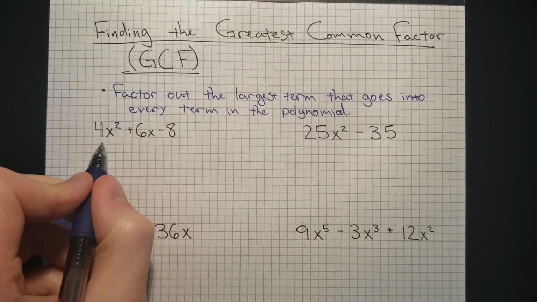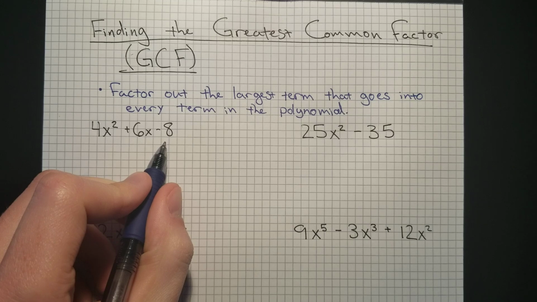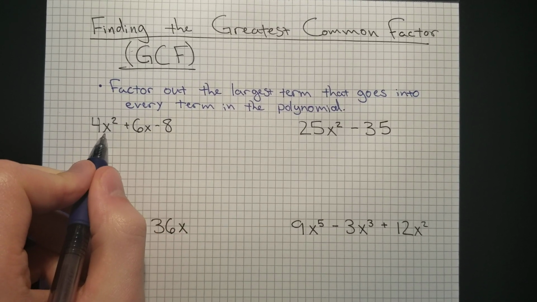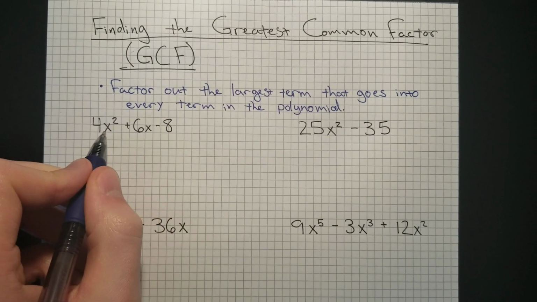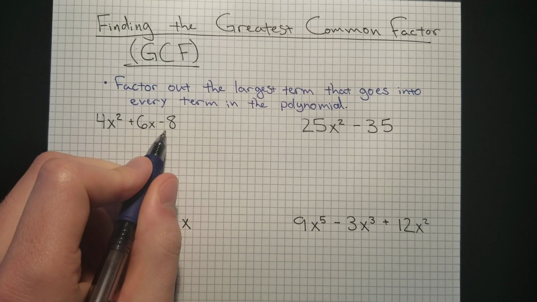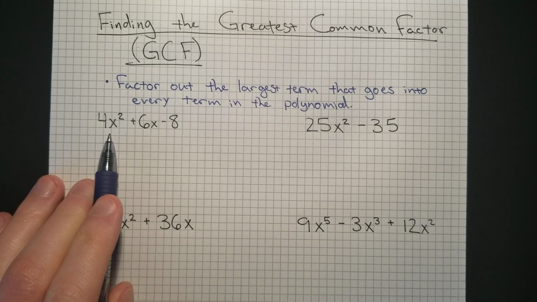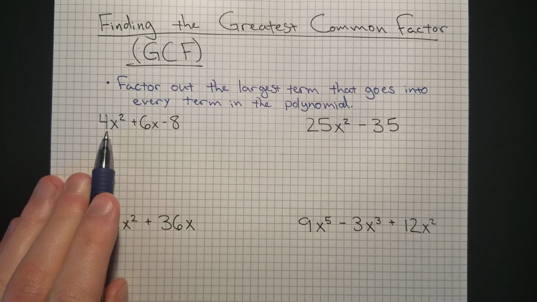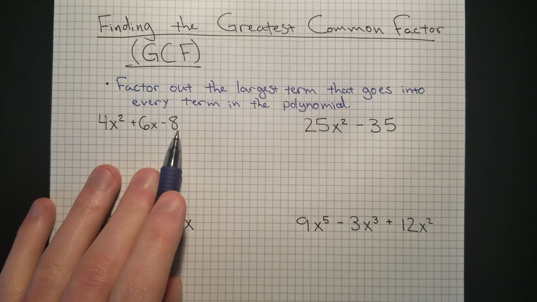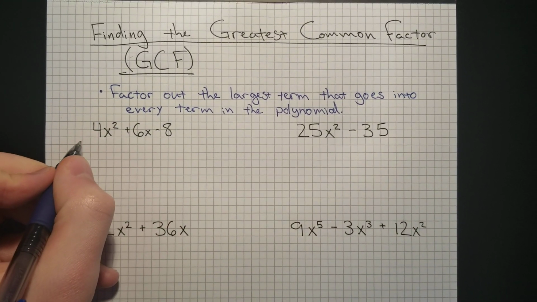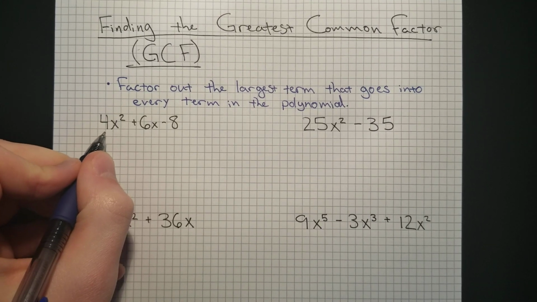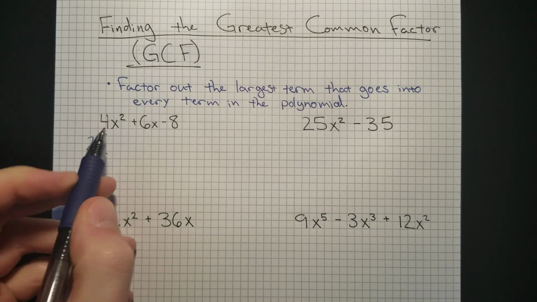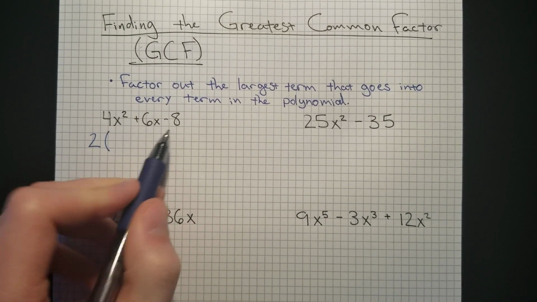You're going to look at a polynomial. Here we have a quadratic polynomial. So we have 1, 2, 3 terms. That's a trinomial. And we're going to think about what number or what term can go into all three of those terms. So is there a number that goes into 4, that goes into 6, that goes into 8? Well, yes, there is. So the highest number that goes into all of those numbers is 2, right? So 2 goes into 4, 2 goes into 6, 2 goes into 8.